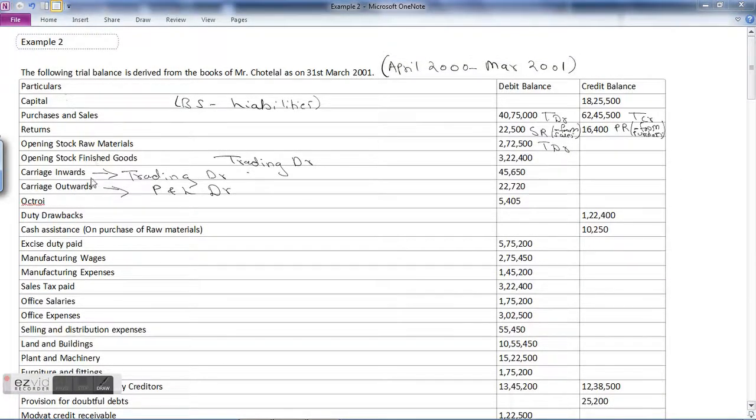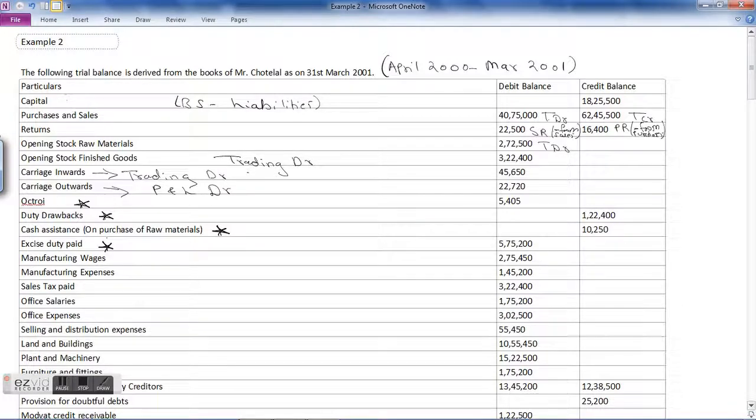Now the next one is octroi. So octroi, we'll keep it pending, we'll discuss it later. Then duty drawbacks. Duty drawbacks also we'll explain later. Cash assistance on purchase of raw material, even this we'll explain later. Then excise duty paid, all duties, taxes, octroi, we'll discuss later.